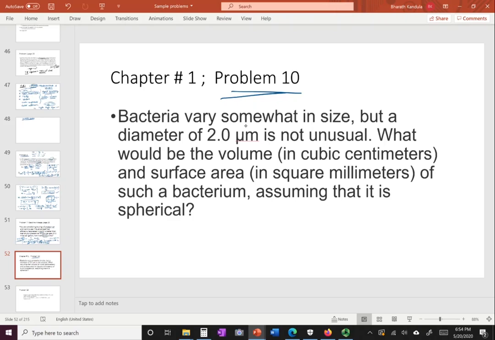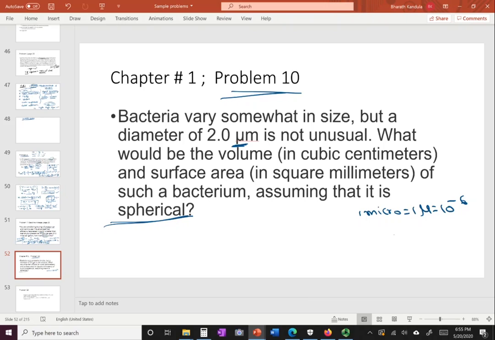So bacteria vary somewhat in size, but a diameter of 2 micrometer, you see this symbol here, that's micro. Micro is a prefix. Understand? So micro means 10 to the power negative 6. So it's not unusual. What would be the volume in cubic centimeters and surface area in square millimeters of such a bacterium? Assume that it is spherical.